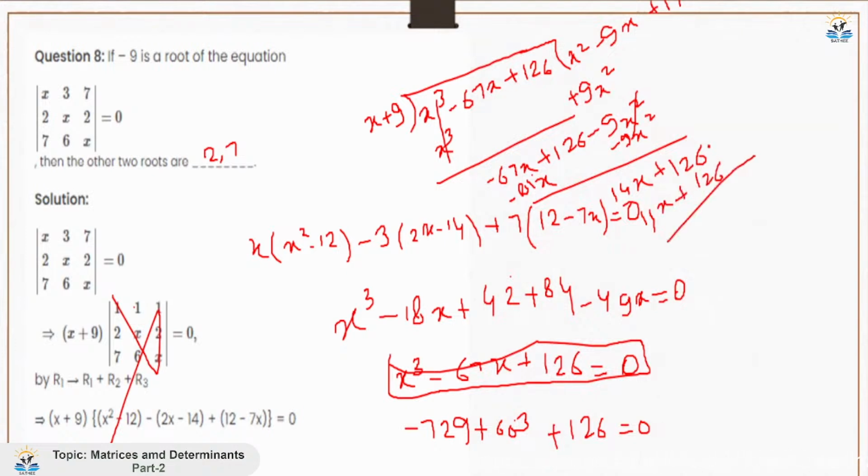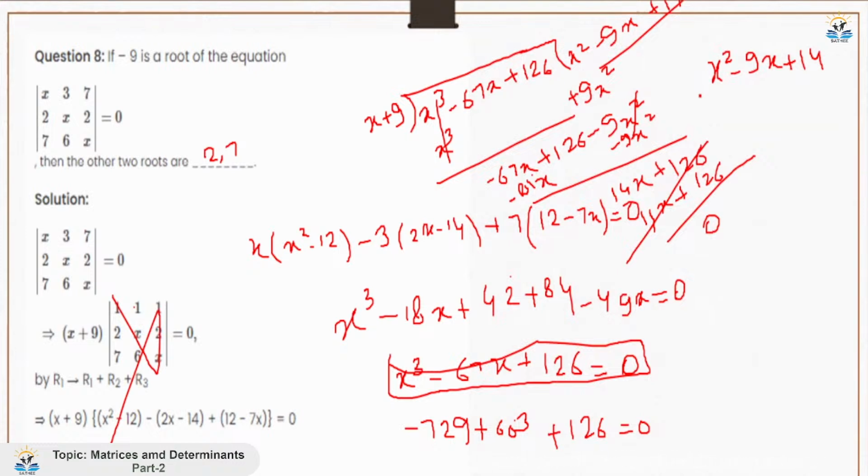Now it will cancel, and you will get your answer as 0. So this is my quotient, x square minus 9x plus 14. This is my quotient. Now you can just open it. How will you do so?